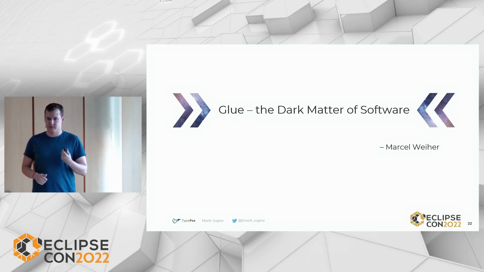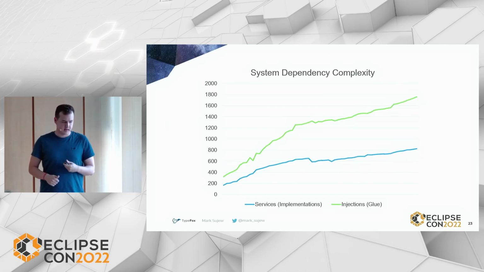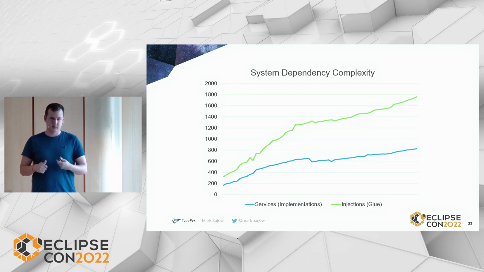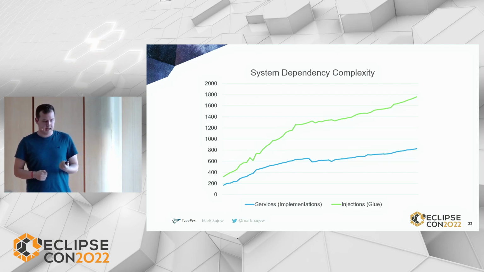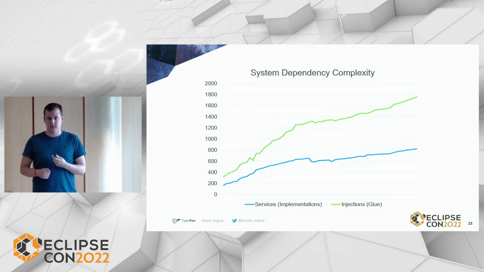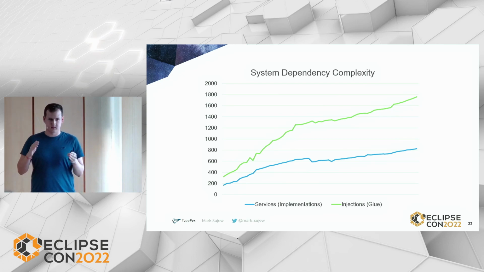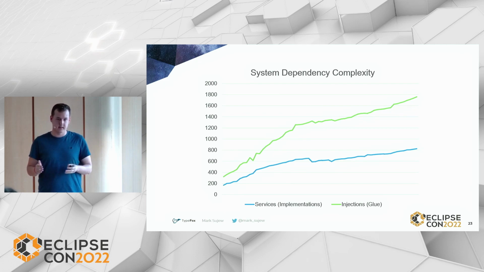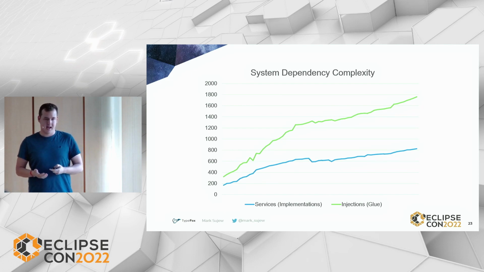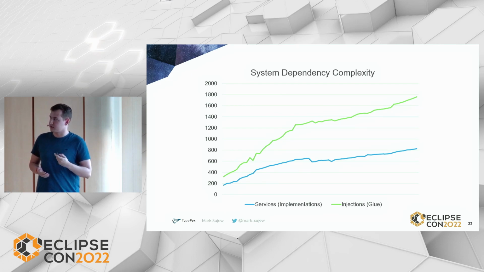So let's take a look at how we could measure glue code in Theia. There wasn't really any advice on how to do this in this blog post, so I just took the first thing which came to my mind. I've talked about how Theia makes heavy use of dependency injection. So what I did here was simply plot, starting from the first release up to the latest, the amount of services and implementations that we have, our injectable services, in relation to our injections, which in this case represent our glue code.